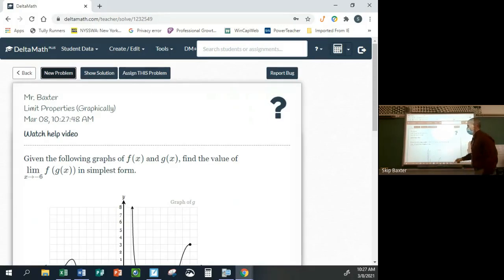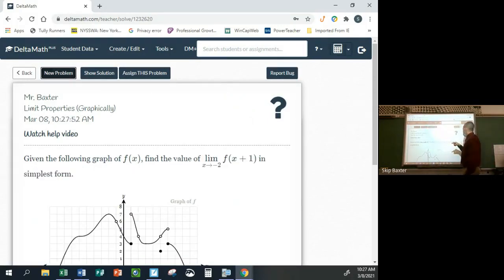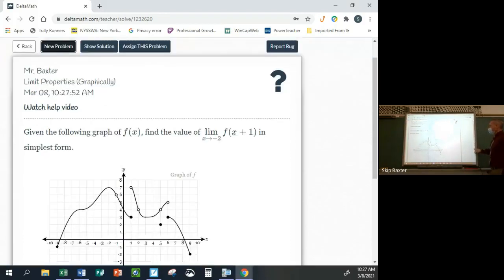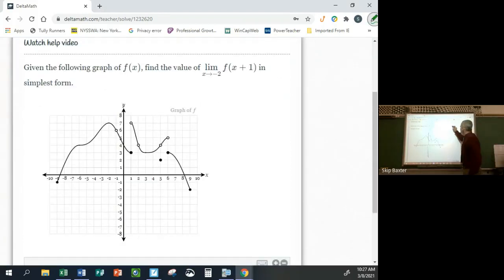Let's do one more. Let's try another composition, one that's like this one. According to our rule, this +1 can just be added onto that number. So this ends up being, instead of x goes to -2, the limit as x goes to -1 of f of x. Make sense? So the limit as x goes to -1 would be 6. That's the answer here.